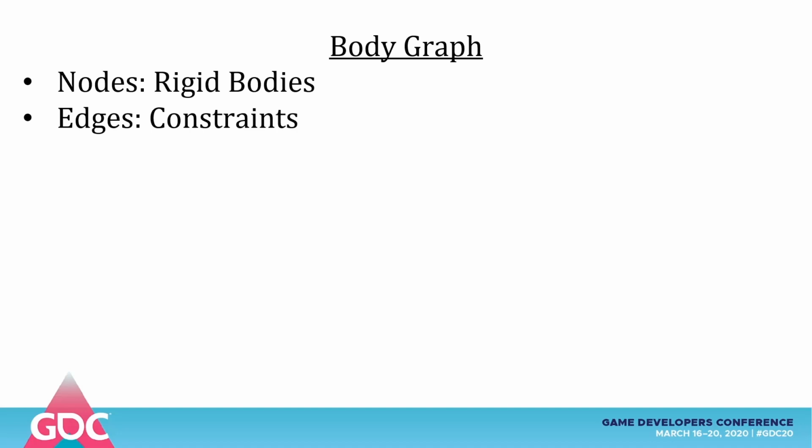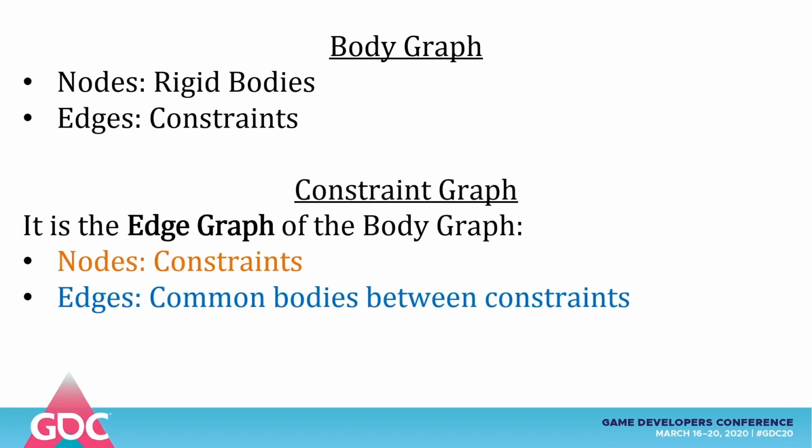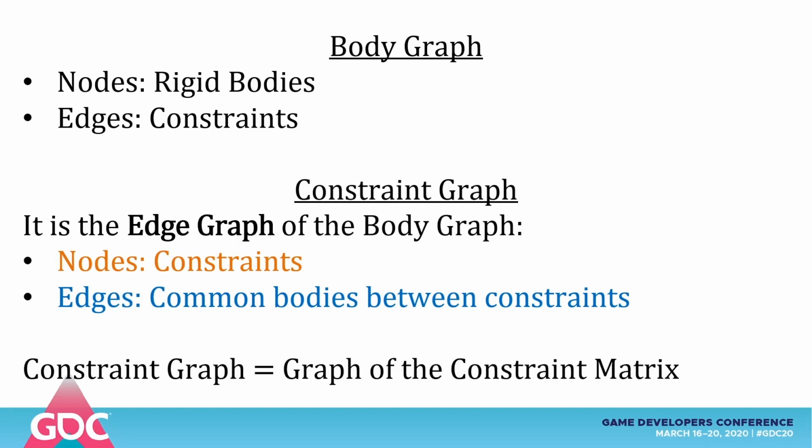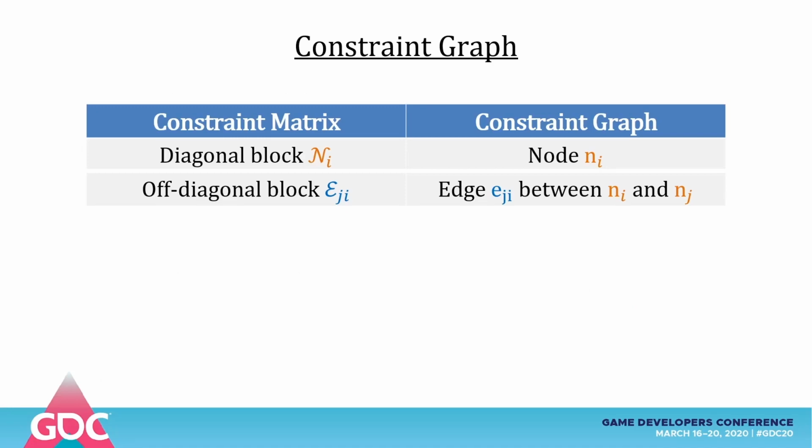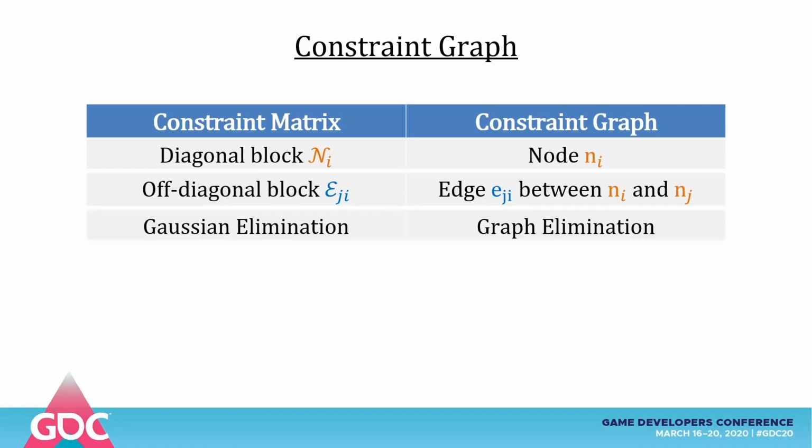Let's dive into some graph theory. First, we have the body graph. It's the graph where the nodes are rigid bodies and edges are constraints between them. The dual of the body graph is the constraint graph. It's also called the edge graph of the body graph because its nodes are constraints and edges are common bodies between constraints. As you can imagine, the constraint graph is related to the constraint matrix. What this means is that nodes correspond to diagonal blocks, the node matrices, and edges correspond to the off-diagonal blocks, the edge matrices. And Gaussian elimination has an equivalent operational graph called graph elimination. We'll dive into this later.